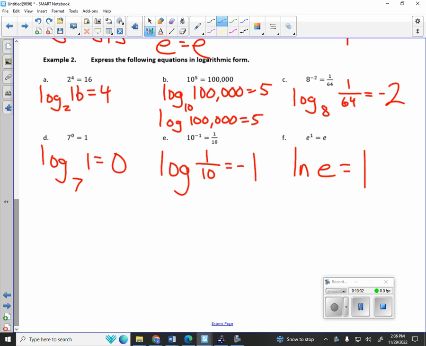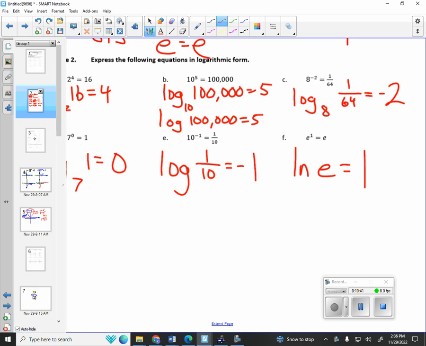Any questions about the basics of the logarithmic expressions? Okay, please flip it over.